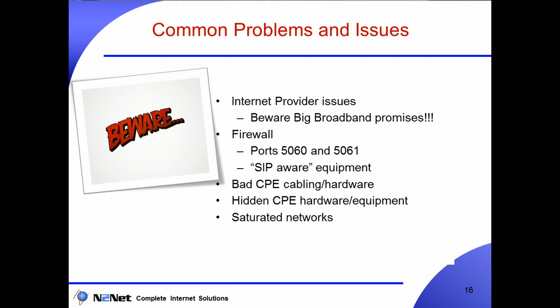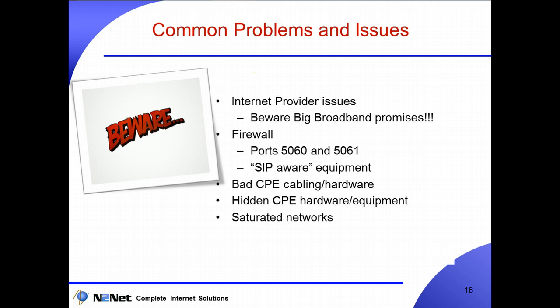Common problems and issues we also run into are when your client has an internet connection from a broadband provider like Comcast or Time Warner or any number of people. Typically they will promise big bandwidth, and it's up to us to make sure that the bandwidth that the client actually receives is what they're supposed to be receiving, or understand what it is they actually receive so that we can size the installation accordingly.